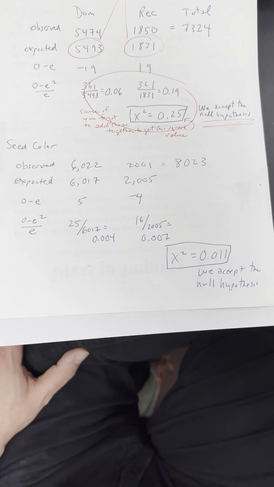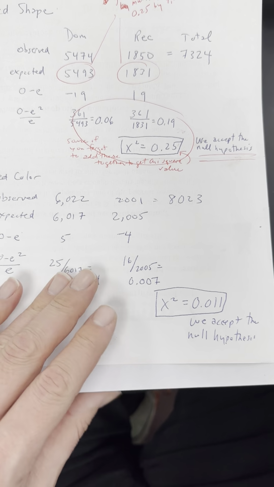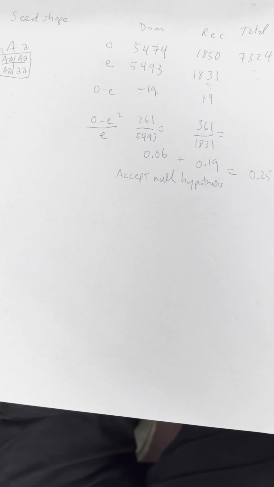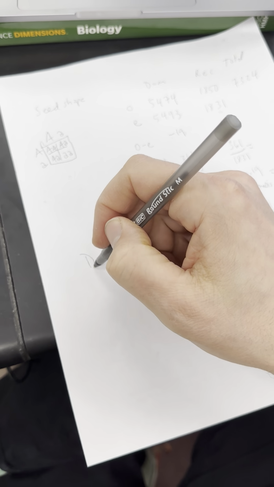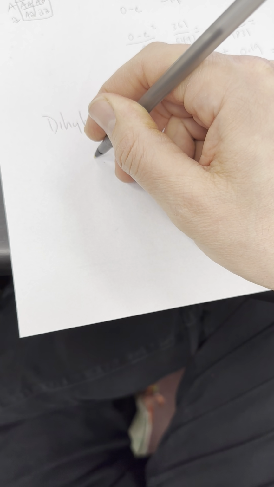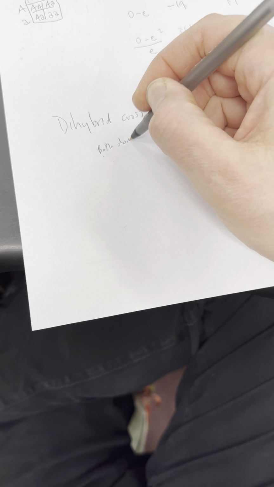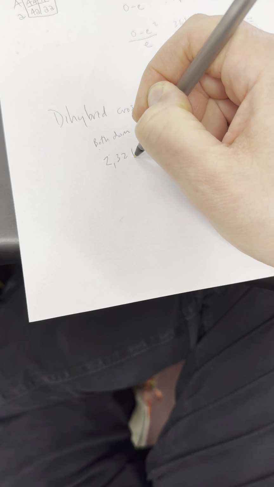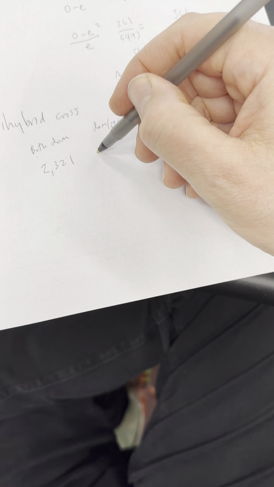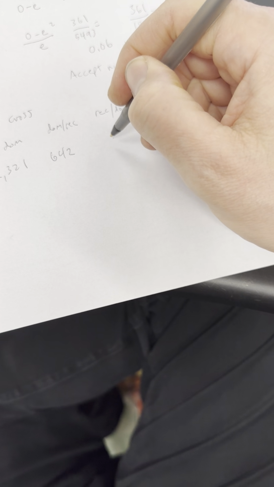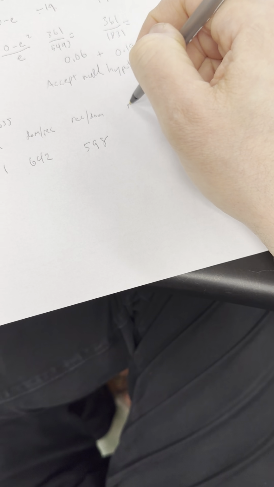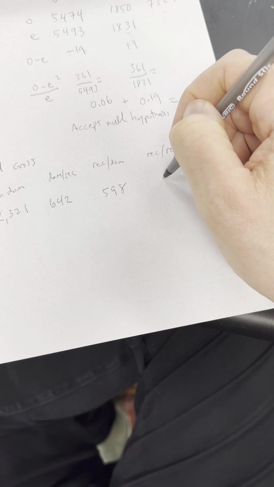Now, there's one other thing I want to go over in this video. And it is, what if this was a 2-gene cross, right? What if I was told that there was a, let's say, dihybrid cross, and the values came out as, I'm going to totally make this up off the top of my head, both dominant traits 2,321, dominant for one and recessive for the other 642, and then recessive for the first, dominant for the second was 598. And then recessive for both came out to be 120.